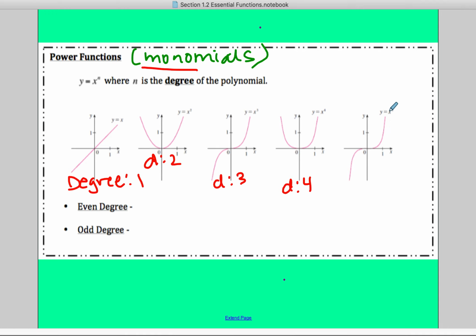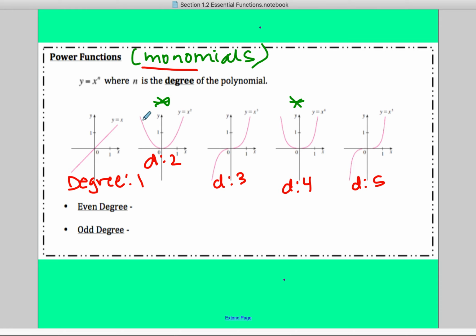And lastly, this is an example of a degree 5. It's x to the fifth, and same thing as our degree 3. It kind of flattens out here a little bit near the origin. One thing to take note of is your even degree. Our power functions look similar to all the other even degrees. So if I take a look at my even degrees, I'm looking at this one and this one.